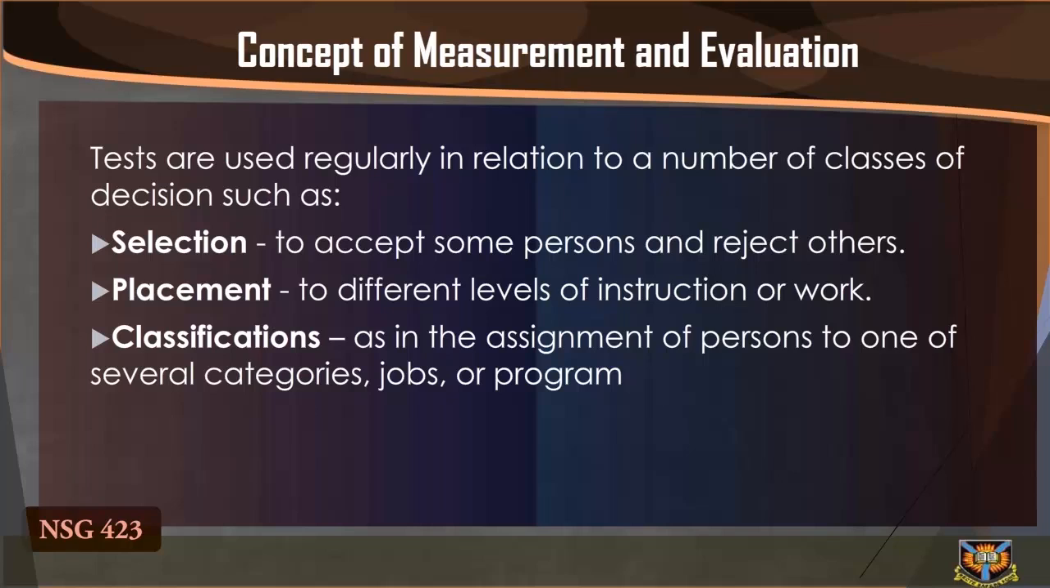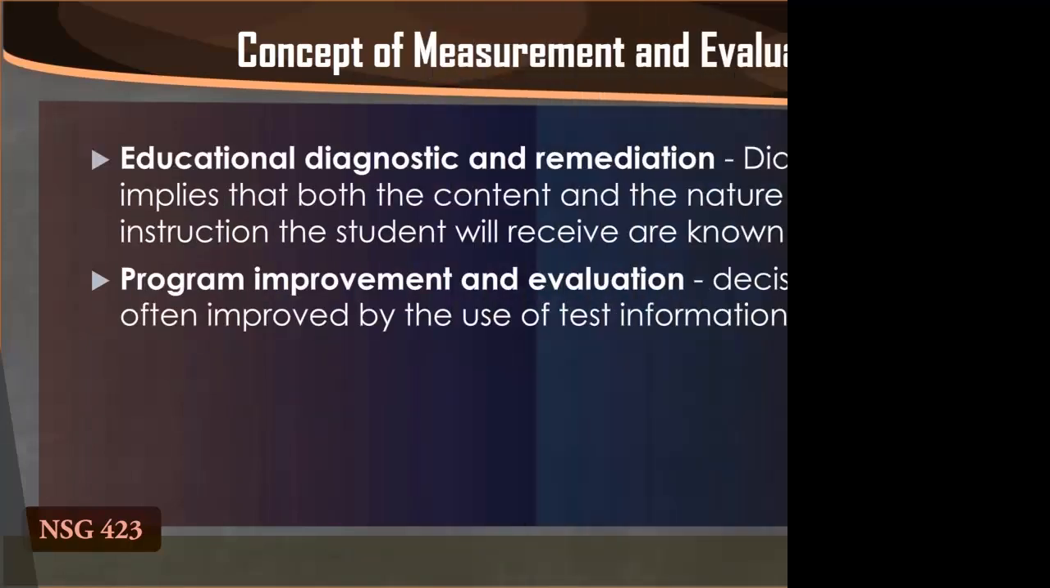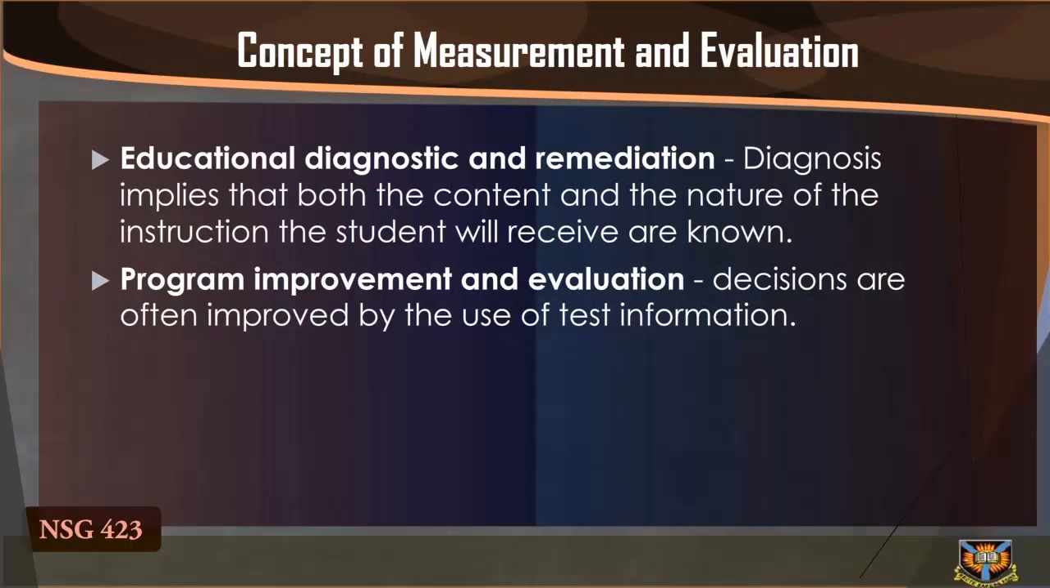Career counseling and guidance decisions are made by individuals as they explore possible careers and the world of work. Educational diagnostic and remediation decisions: diagnosis implies that both the content and the nature of the instruction that the students will receive are known. Program improvement and evaluation: decisions are often improved by the use of test information. It is frequently helpful to measure the instructional process as well as the outcomes or product of instruction.